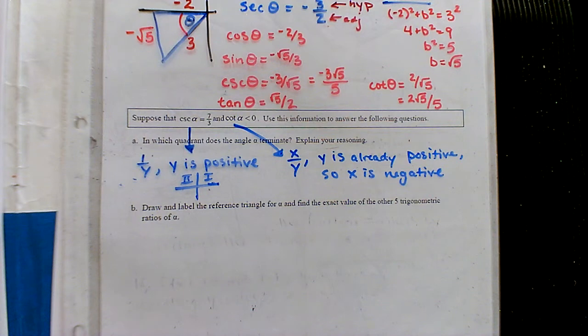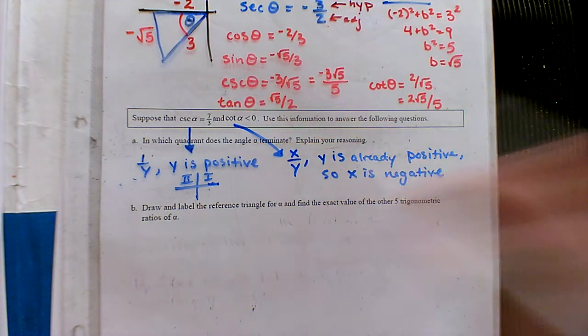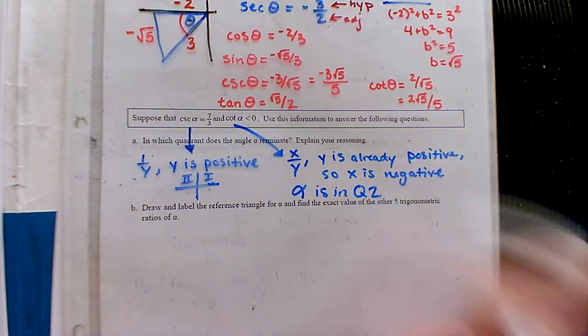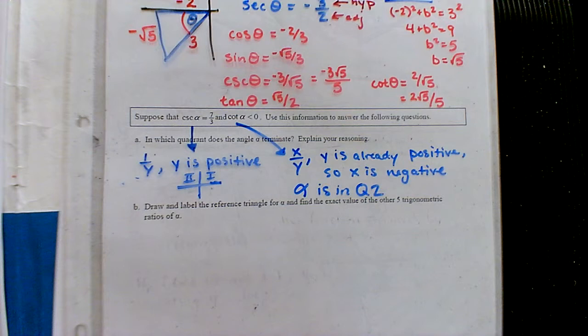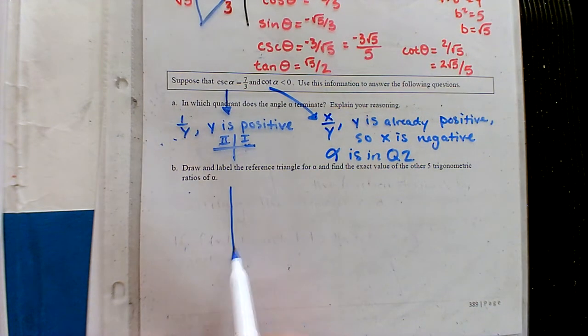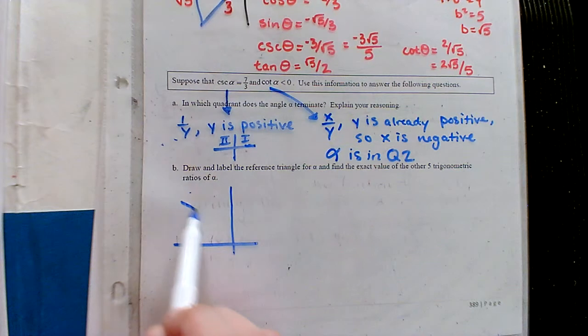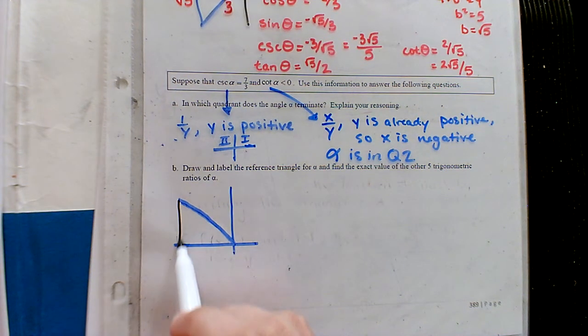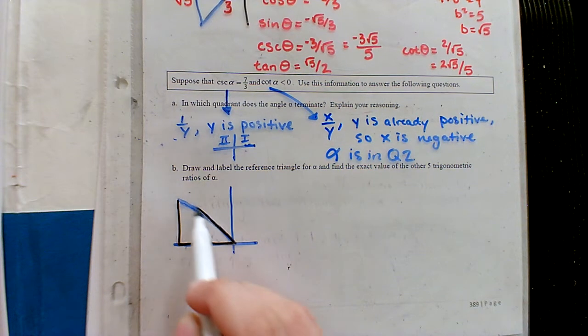So between quadrants 1 and 2, where do we have a positive y but a negative x? There we go. All right, so alpha is in quadrant 2. Let's go ahead and draw quadrant 2 and an angle that goes through that quadrant. We're going to create a reference triangle with that angle, a triangle that touches the x-axis.